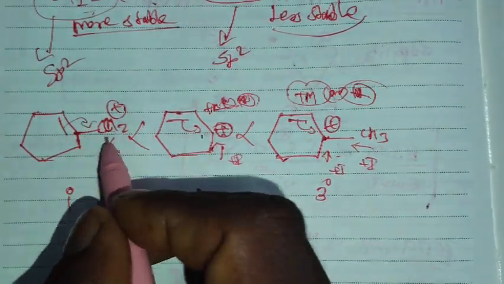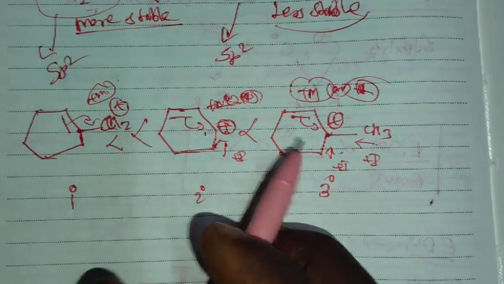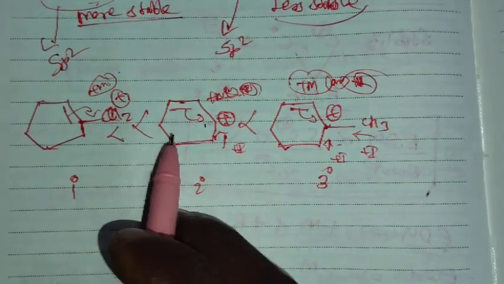Here there is only a plus M effect or plus R effect, so there is extra stability. Because of the greater number of plus I electron donating groups and the plus R or plus M effect, this compound is more stable compared to this and this.